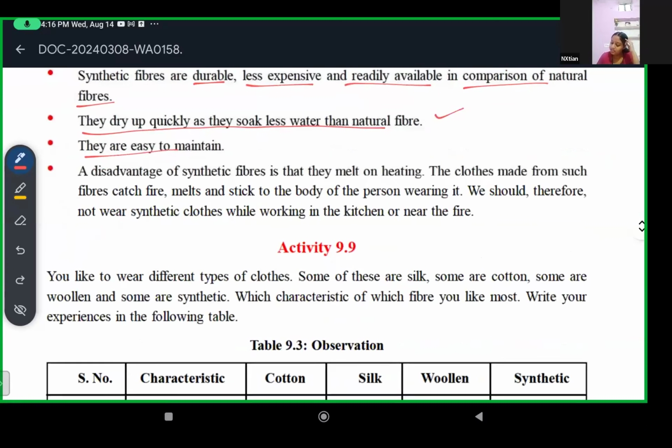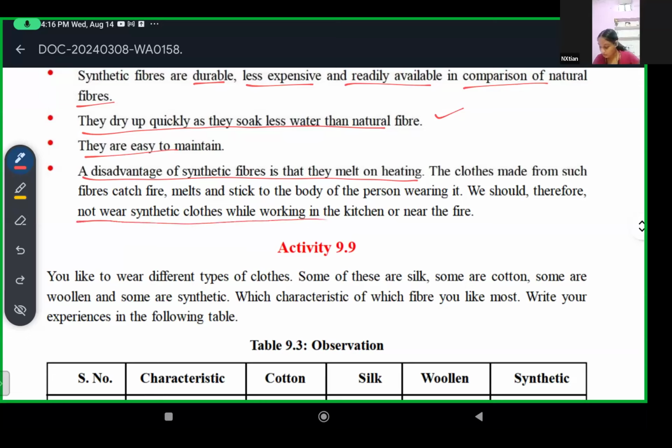A disadvantage of synthetic fibers is that they melt on heating. Clothes made from such fibers catch fire, melt, and stick to the body of the person wearing it. We should therefore not wear synthetic clothes while working in the kitchen or near a fire.